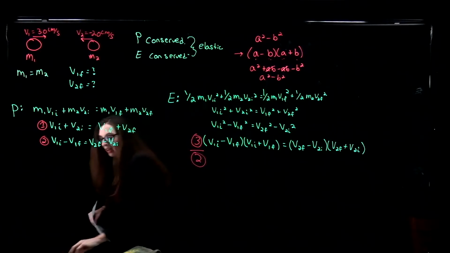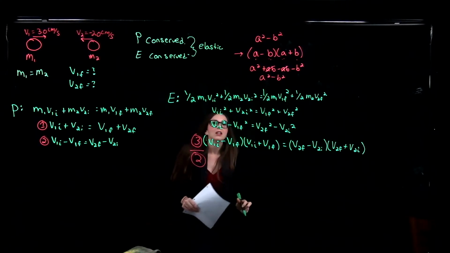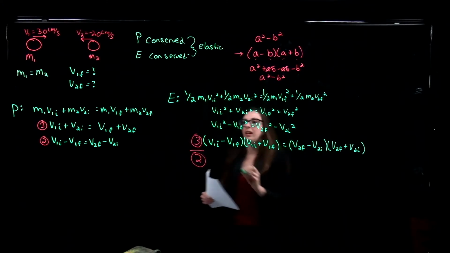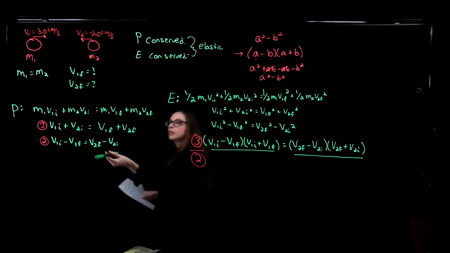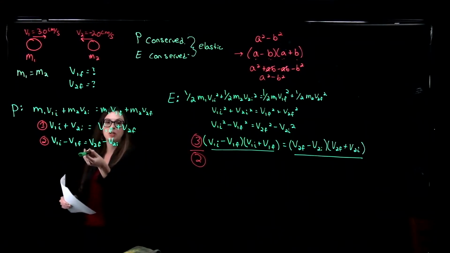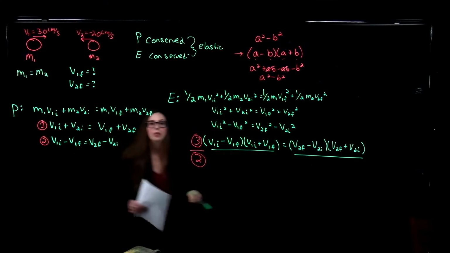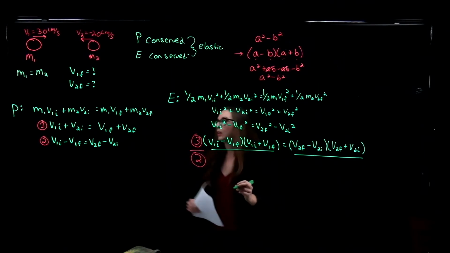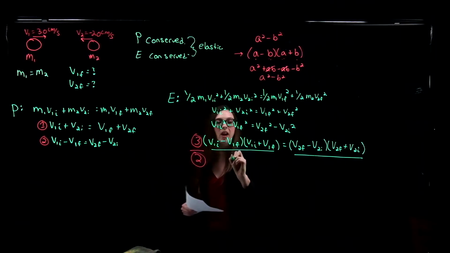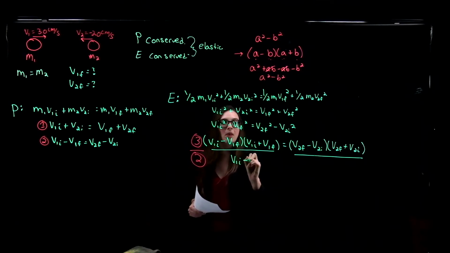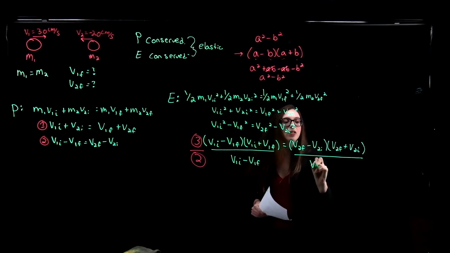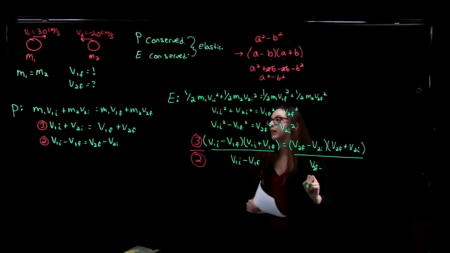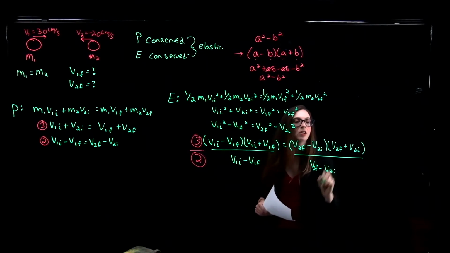And maybe you've forgotten that you can play this little trick. So we've got this equation right here and we're going to divide it by this equation that we found right here from conservation of momentum. So on the left-hand side of this equation, we've got v1 initial minus v1 final. That equals v2 final minus v2 initial.